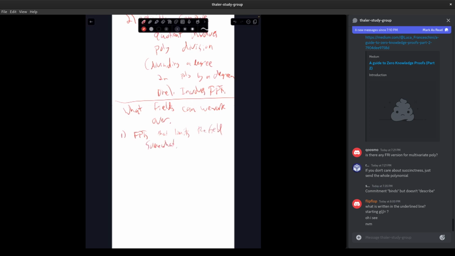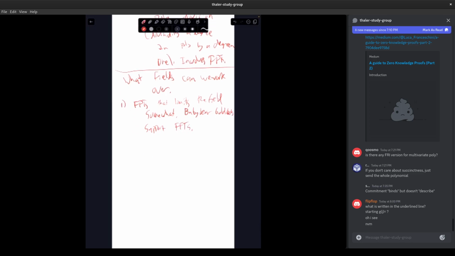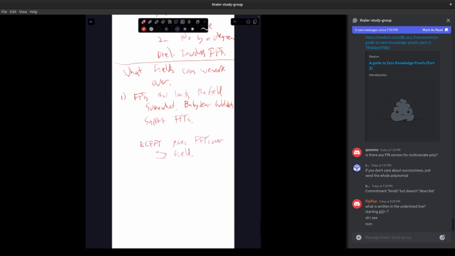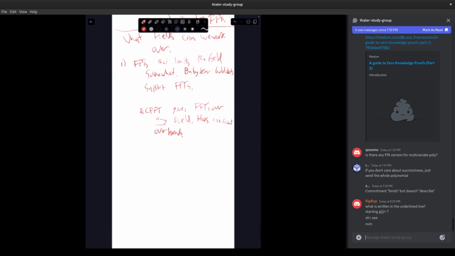This is why you see people working over Baby Bear, Goldilocks. These are fields that support FFTs. There's been some work like ECFFT that gives FFT-like procedures. I'd just say it gives FFTs over any field that's sufficiently big. But let me vaguely say it has significant overheads.